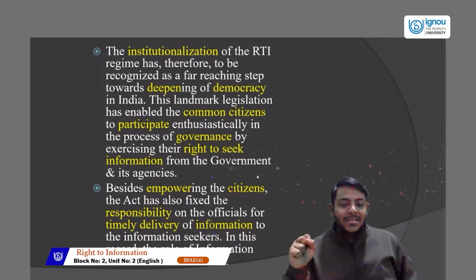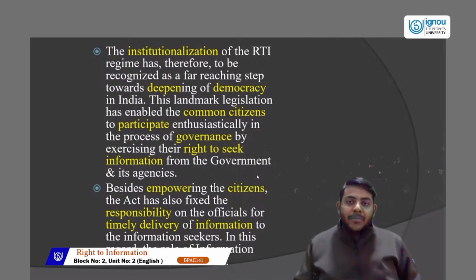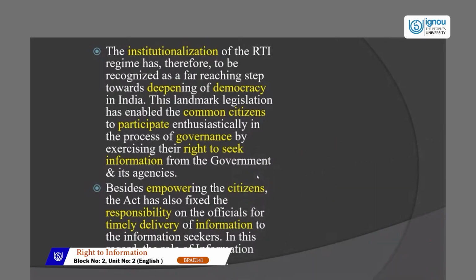And besides empowering the citizens of the country, the RTI Act of 2005 has also fixed the responsibility of the government officials for timely delivery of information to the information seekers, that is the common citizens. So in this way, we have seen the role of the information commissions, the Central Information Commission and the State Information Commission.